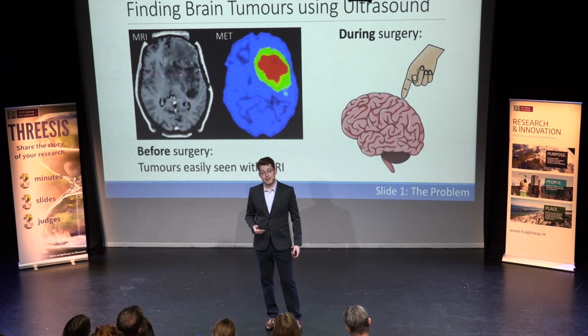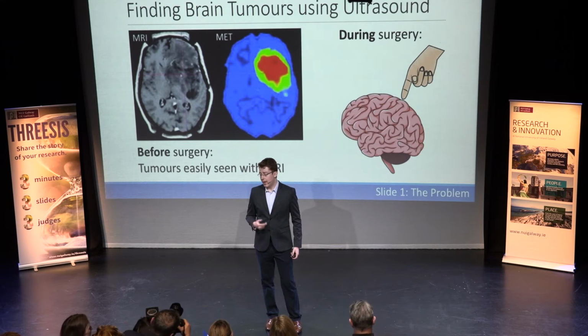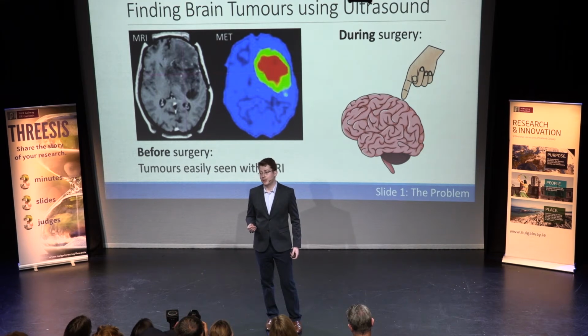The reason for this is even though we have fantastic imaging techniques, such as these MRI images here, which are used before surgery, and the brain tumour is easily seen highlighted in red. During surgery, when the skull is removed and the brain is exposed, it deforms, it changes shape. So that means these excellent images before surgery are no longer as useful, and the surgeon is effectively flying solo.